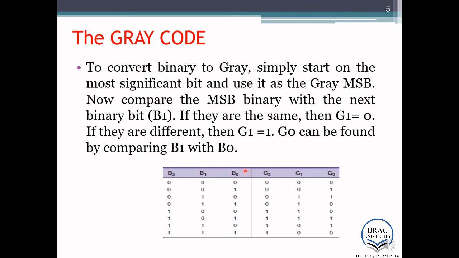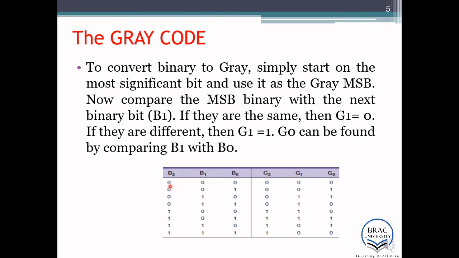Regarding the other two bits, how do you get G1 and G0? For G1 and G0, you need to compare pairs of bits. Comparing B2 and B1, you will get G1. Comparing B1 and B0, you will get G0. Now compare the MSB with the next binary bit. The MSB is B2 and the next is B1. If they are the same, then G1 equals 0. Otherwise, G1 is 1.